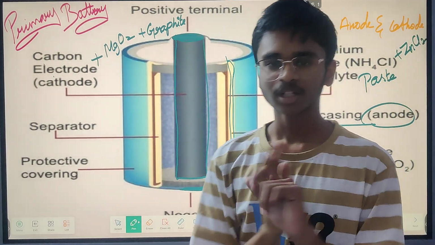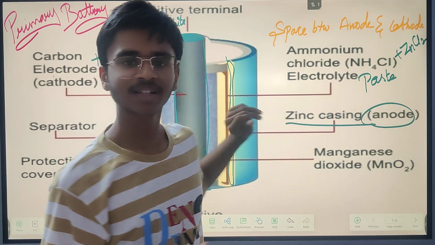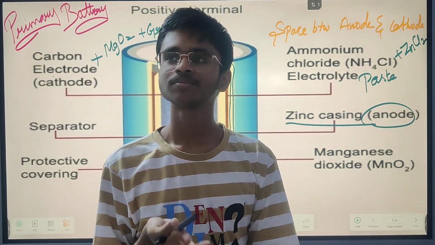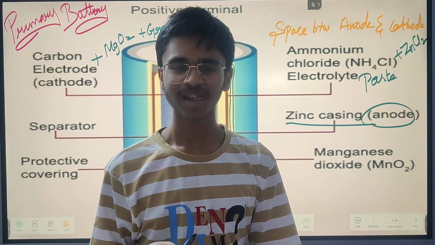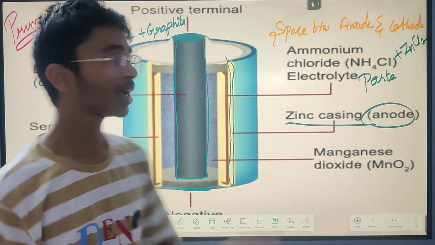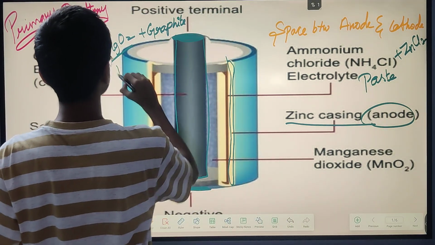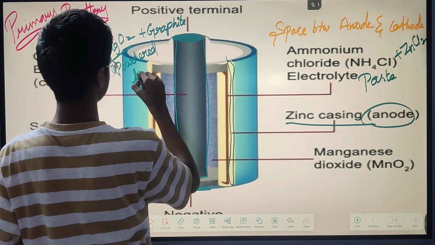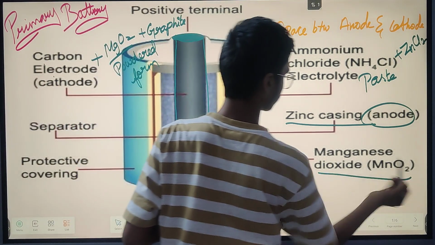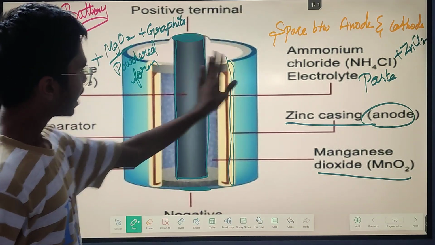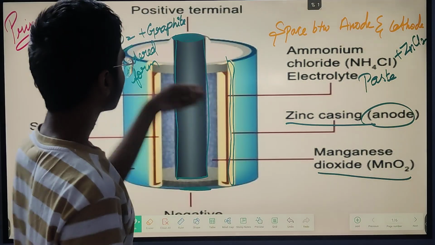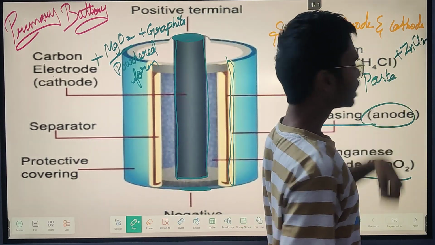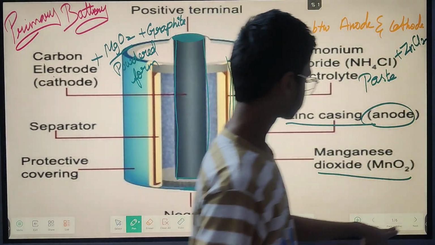First, what is cathode? That you have to remember. Cathode actually has a series of elements. What are they? They are graphite, carbon, and, I forgot, manganese dioxide, which will be in powdered form. And then the anode is just zinc. Then there will be the space, which is filled by ZnCl2 and ammonium chloride.